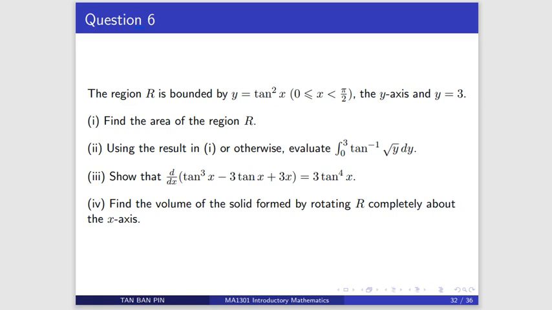In question 6, the region R is bounded by y equal to tan squared x, where x is from 0 to pi over 2, not including pi over 2, the y-axis and y equal to 3. So the region R is bounded by y equal to tan squared x, the y-axis and y equal to 3. And you are supposed to find the area of the region R.